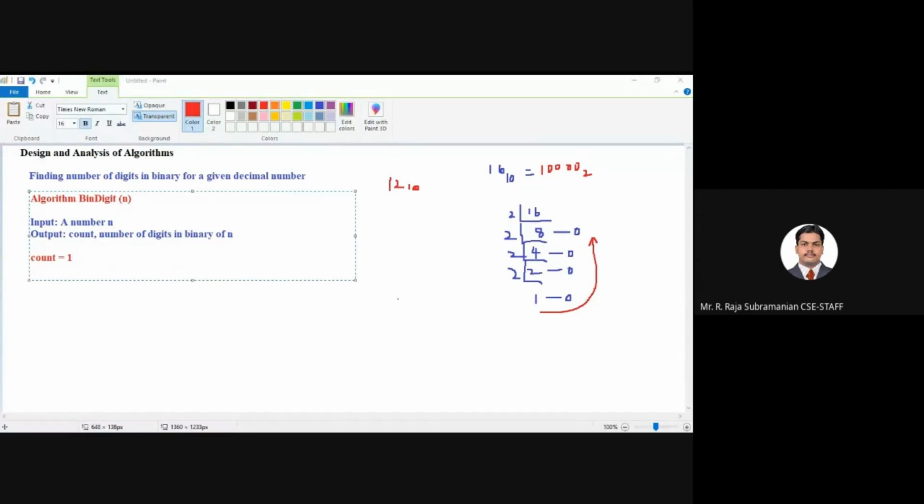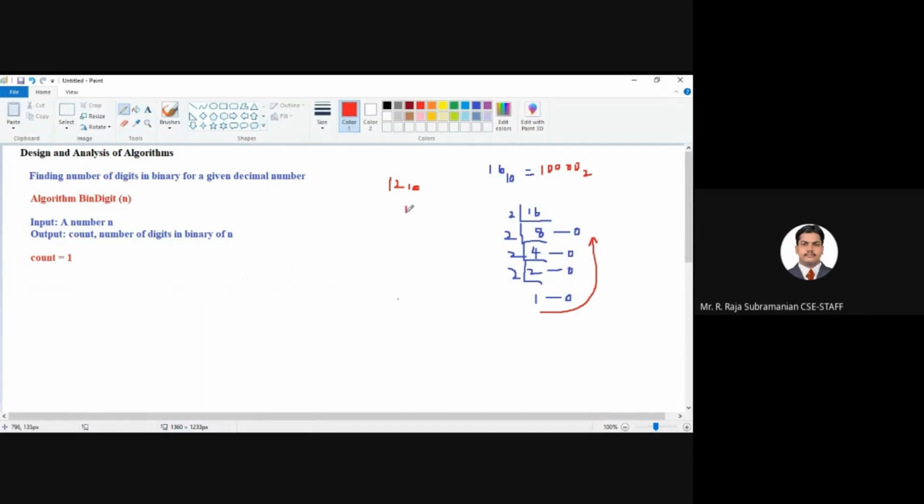So using that logic, I specify count is equal to 1 initially. In this 16, how many divisions take place with respect to 2? 2 into 8, 16 one time. 2 into 4, 8 two times. 2 into 2, 4 three times. 2 into 1, 2, four times. So totally 4 times, and it is giving me 5 digits. Okay. Similarly, I do it here.